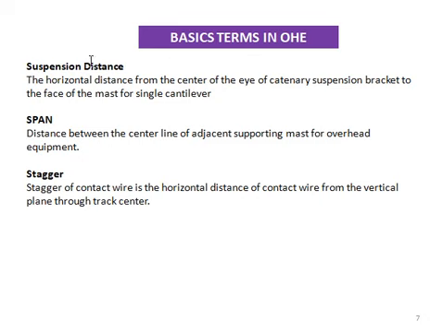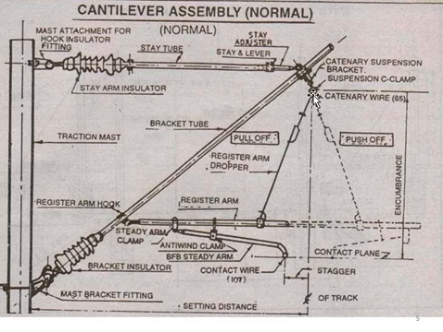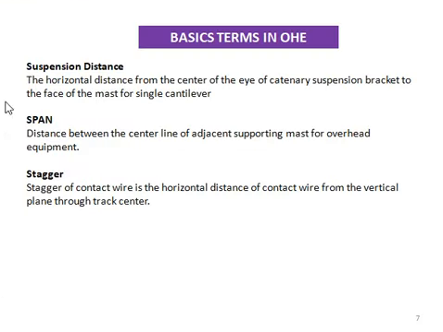Now we have more terms, like suspension distance. It is the horizontal distance from the center of the eye of the catenary suspension bracket to the face of the mast. If you see here, from the catenary wire to the face of the mast. This is the setting distance mentioned in the drawing, and you can also call it suspension distance. One more term you can use for this is implantation, as it is equal to implantation. We'll discuss it later in this section.